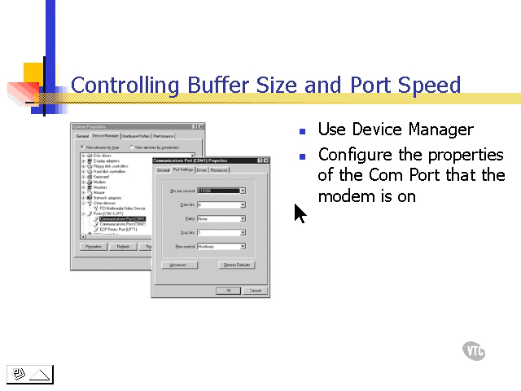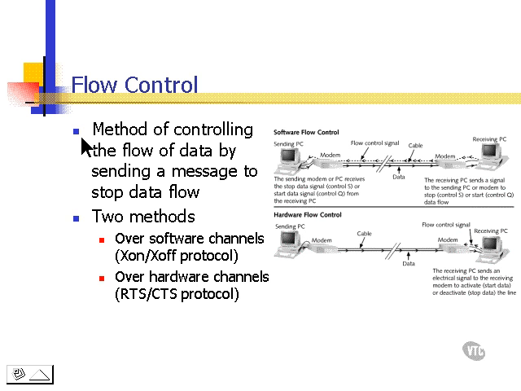Additional controls through the UART are flow control, which is a method of controlling the flow of data by sending a message to stop data flow. In other words, it controls how computers communicate. In other words, when I'm going to talk and you're going to listen, and when you're going to listen and I'm going to talk. There are 2 methods by which computers control the flow of communication. There is a software method, which is X on, X off, and there is a hardware method, RTS, CTS protocol. There are advantages and disadvantages to each method.